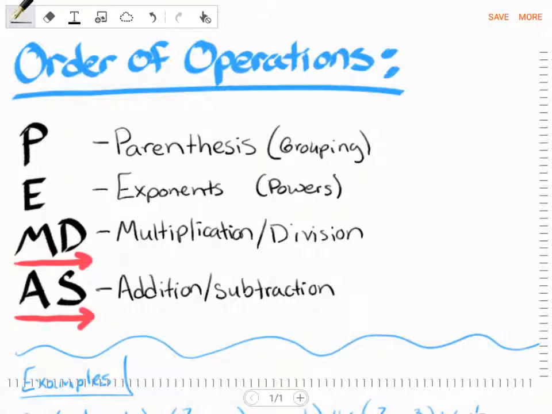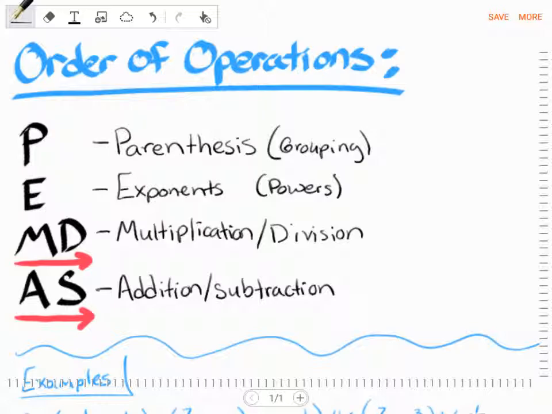Now, a lot of people are under the impression you have to do multiplication before you divide. This is not true. You've just got to look at your problem from left to right, and that's why I've made this arrow from left to right. Whatever you see in order from left to right, that's what you do. Multiplication and division are the same step. Whatever you see from left to right, that's how you do it.